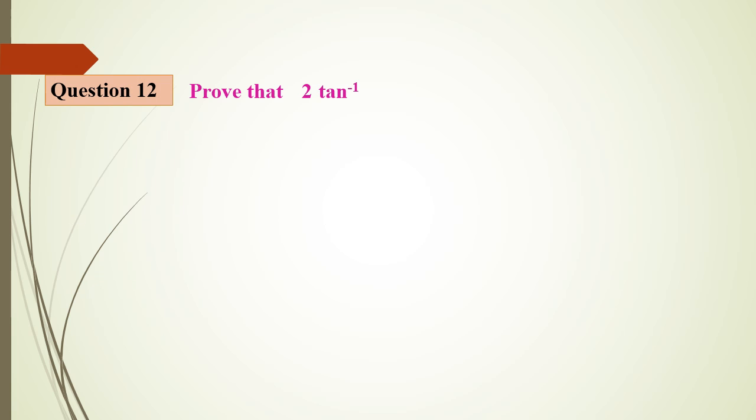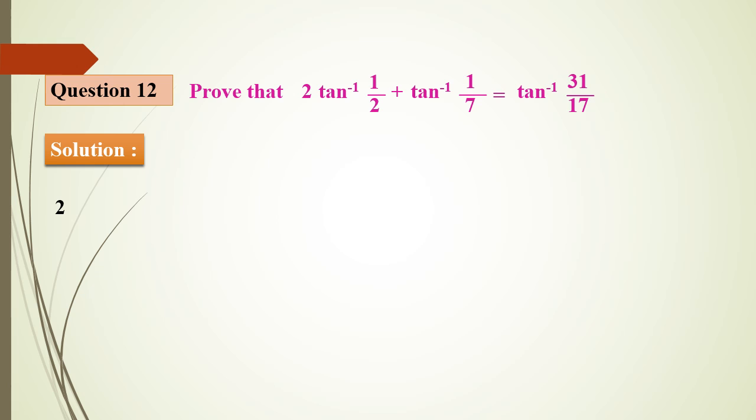In question 12, we'll prove that 2 tan inverse of 1 by 2 plus tan inverse 1 by 7 equals tan inverse of 31 divided by 17. Just for the time being, consider 2 tan inverse 1 by 2. How many times is tan inverse 1 by 2 there? 2 times. So it can be written as tan inverse 1 by 2 plus tan inverse 1 by 2.